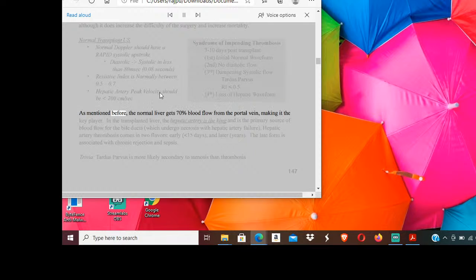As mentioned before, the normal liver gets 70% blood flow from the portal vein, making it the key player. In the transplanted liver, the hepatic artery is the king and is the primary source of blood flow for the bile ducts, which undergo necrosis with hepatic artery failure. Hepatic artery thrombosis comes in 2 flavors: early, less than 15 days, and later, years. The late form is associated with chronic rejection and sepsis. Trivia: Tardus parvus is more likely secondary to stenosis than thrombosis.